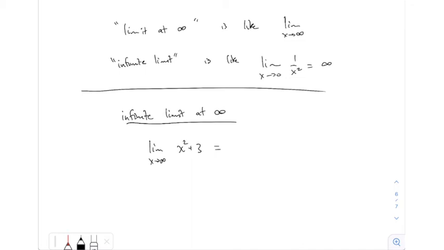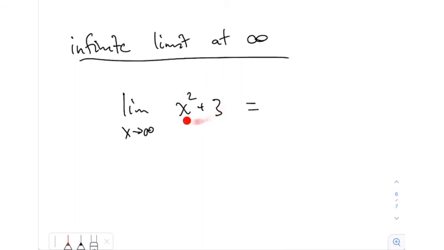As x goes to infinity, you have to imagine x is becoming infinite in this case. And what does this approach? Here's a hint. This is an example of an infinite limit at infinity. You want to imagine the x is going to infinity here, so the x is increasing forever. What does the limit actually equal? It equals infinity, yeah. That's why it's called an infinite limit, because it equals infinity.